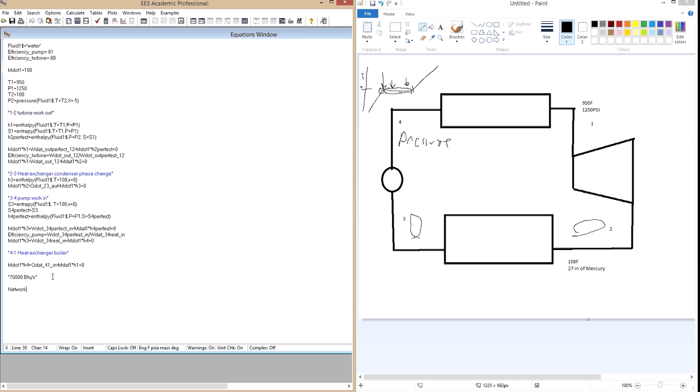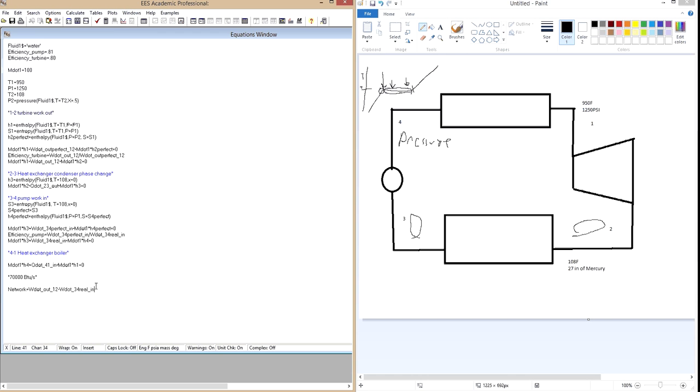Net work. So our work that we can sell is the work that we made minus the work that we used. The W dot out 1, 2 from up here. Not the perfect, it's what we really made. Minus how much we used. So W dot N. So here's our 3-4 pump. I can see this nice blue. Go down here, W dot 3-4 real N.